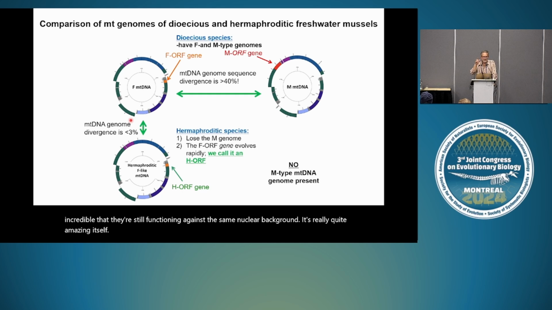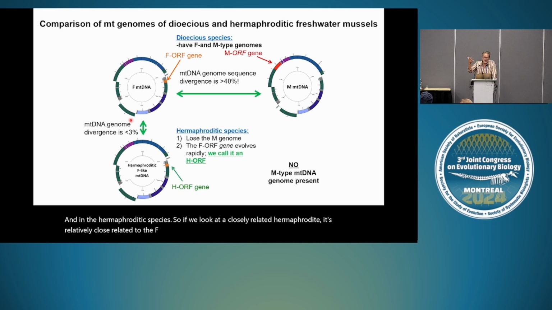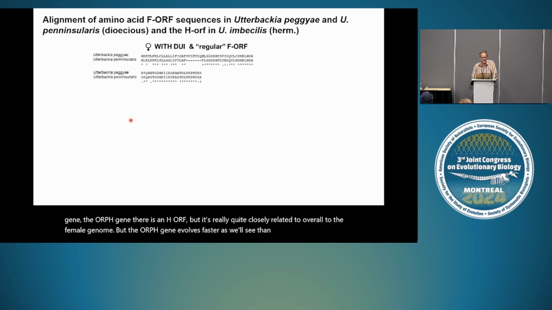And in the hermaphroditic species, if we look at a closely related hermaphrodite, it's relatively closely related to the F-ORF. We refer to this as a hermaphroditic genome, and the ORF gene there is an H-ORF, but it's really quite closely related overall to the female genome. But the ORF gene evolves faster, as we'll see, than other mitochondrial genes.